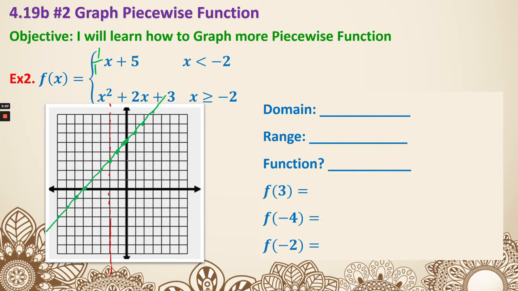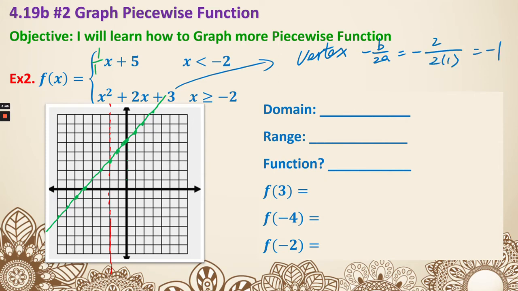There's my line. And the next one is x squared plus 2x plus 3. This is not in vertex form, but if you remember, we can use this to find our vertex, which is negative b over 2a. My b is 2, over 2a, 2 times 1, that's going to be negative 1.